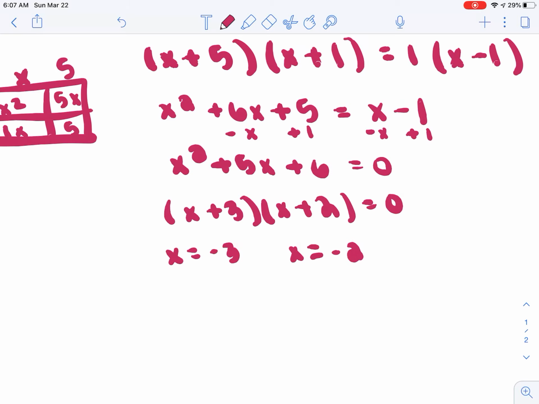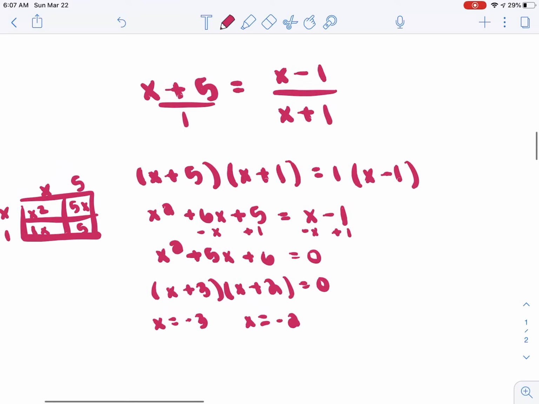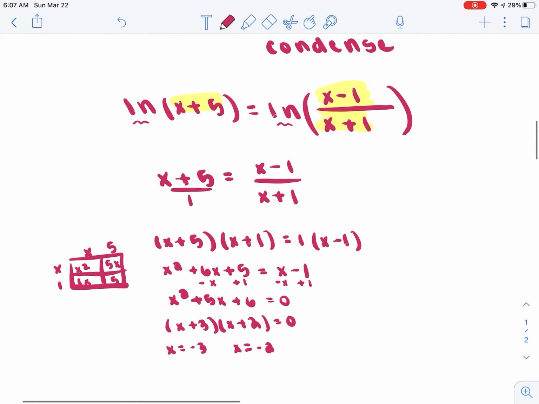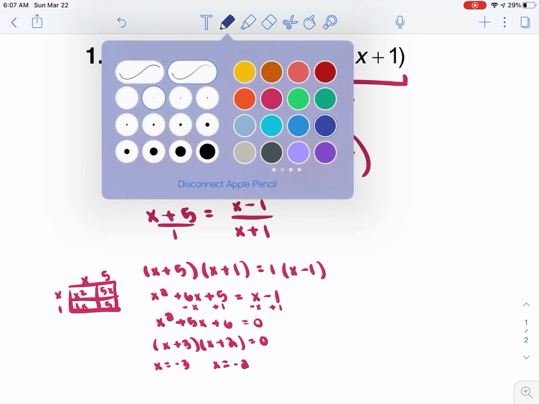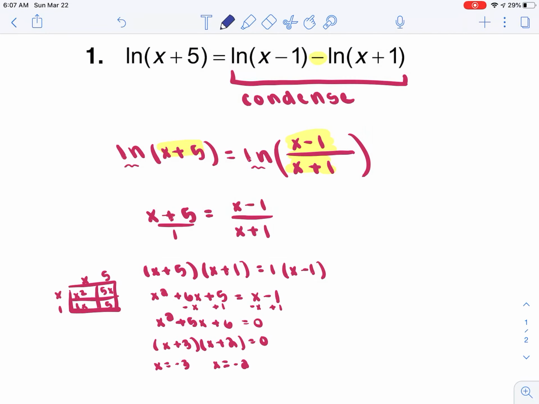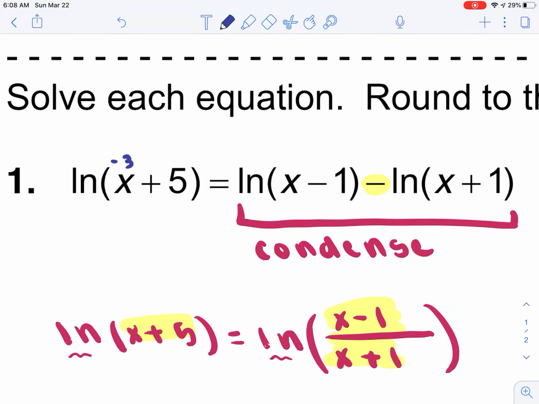You need to be extremely careful in this unit because you will see that you get solutions here, but these solutions may or may not make the argument of the logs negative or equal to 0. Always go back to the original problem, and what you're going to do is test each of these numbers. If I sub in a negative 3 for x, notice that that would make this a positive 2. We're good. But if I sub in a negative 3 here, unfortunately, the entire argument of the log would be negative 4, and that's no good.